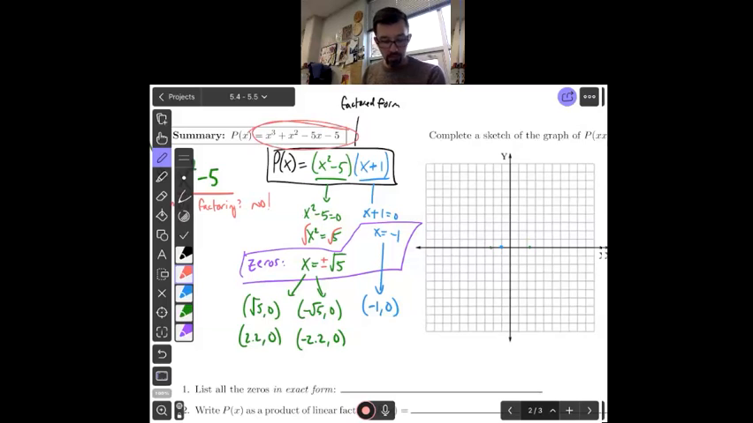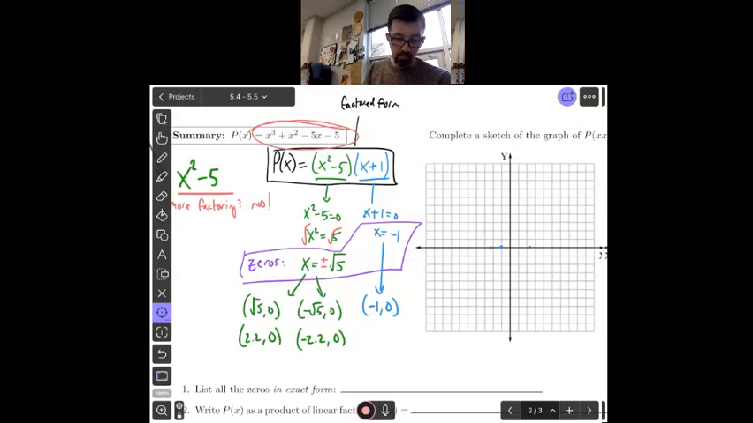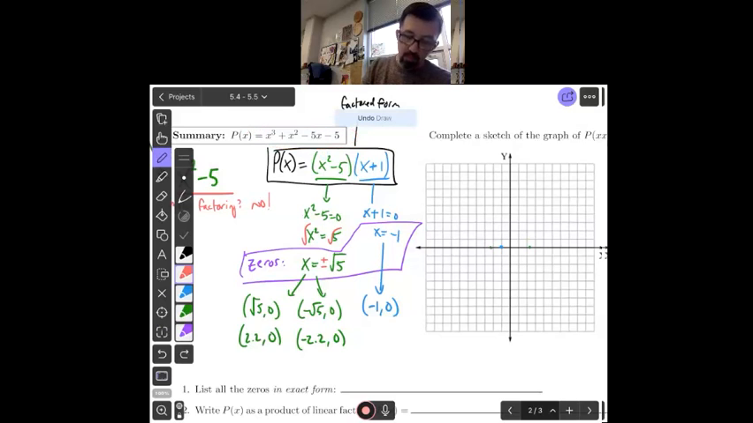There's a point up there somewhere. Yeah, what's the -5, Grant? It is our y-intercept, right on. So Grant says this is our y-intercept, so 0, -5.